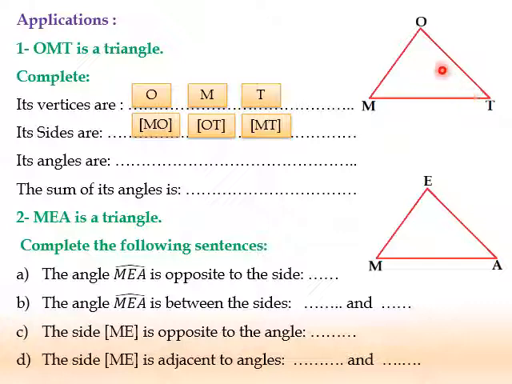Its angles are, the angle here, it has three angles. 1, 2, and 3. How to name them?